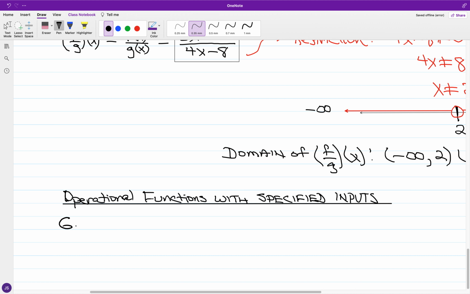And let's say we have 3 distinct functions. Let's say we have f of x is equal to 2x plus 3. And say we have g of x is equal to x plus 10. And we'll say we have h of x is equal to x minus 3.